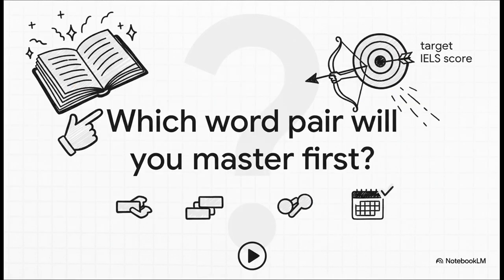Whew, we have covered a lot today. But just watching this isn't enough. Knowledge only becomes power when you actually put it into practice. So I've got a question for you. Looking back at all 10 of those pairs, which one are you going to master first? Just pick one. Maybe it's affect and effect, or farther and further. Choose one, use it in a sentence today, and you'll be one step closer to nailing that IELTS score you're working so hard for.